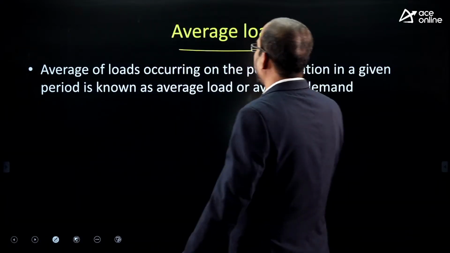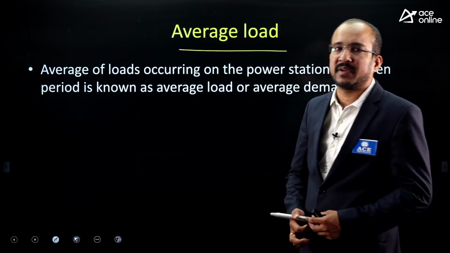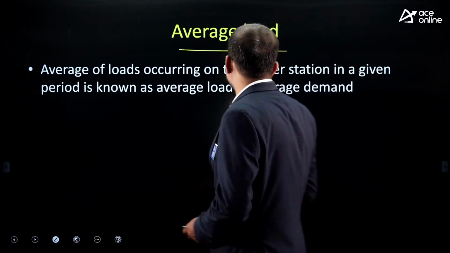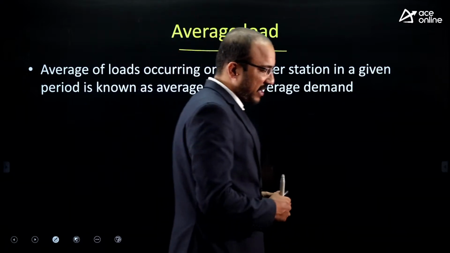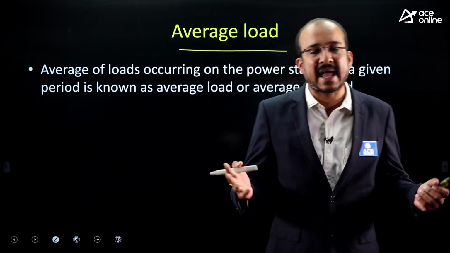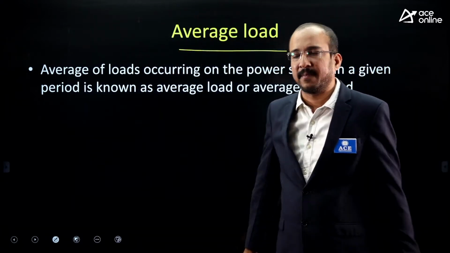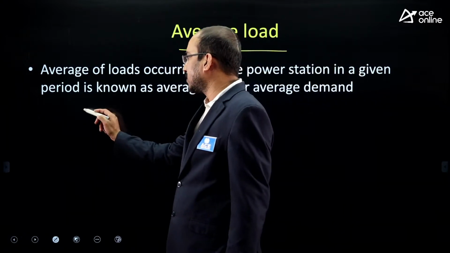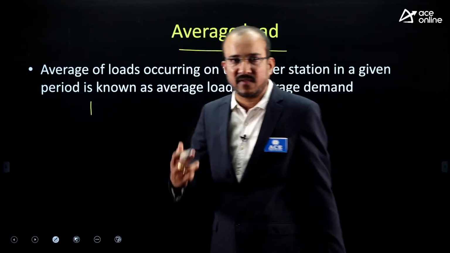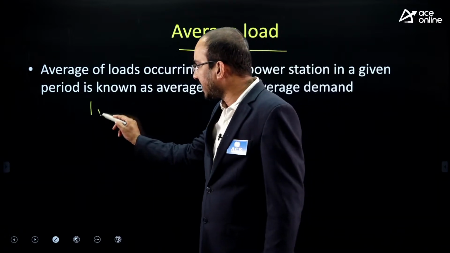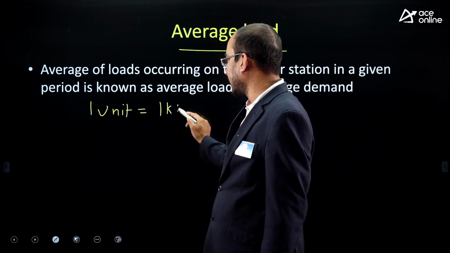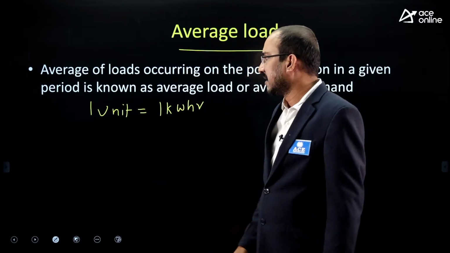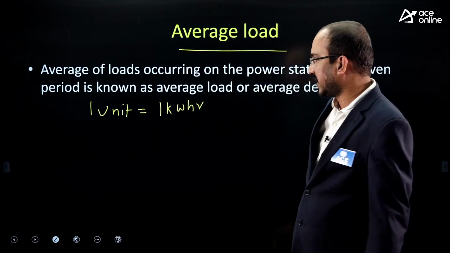Now let us see what do you mean by average load. The average of loads occurring on a power station in a given period is known as average load or average demand. Before going for calculation of average load, 1 unit is equal to what? 1 unit consumption is nothing but 1 kilowatt hour.